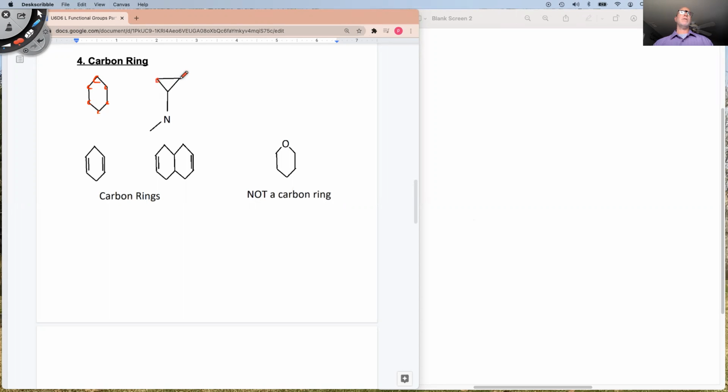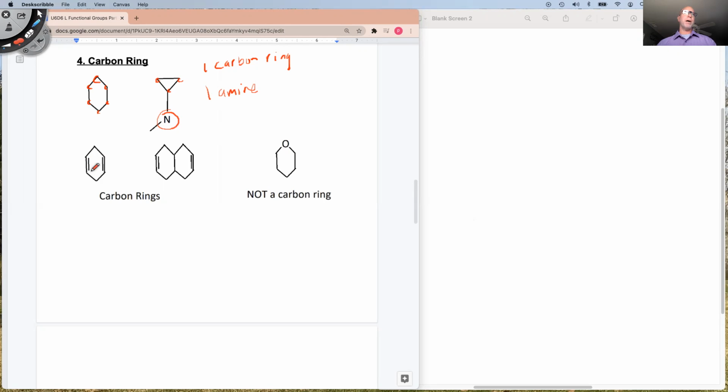Right here, we also have a carbon ring. So this one here, we would say is a carbon ring. You have one carbon ring on this one here. And then right down here, you can see that's a nitrogen in between two carbons, and there's a hydrogen attached to that, obviously. And so you'd have one amine group. And then this would be an example of a carbon ring.